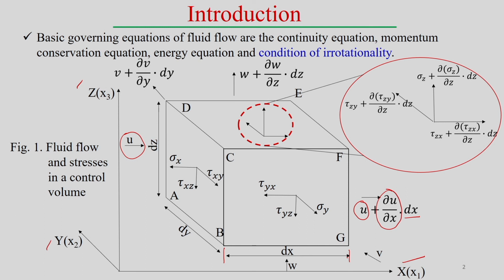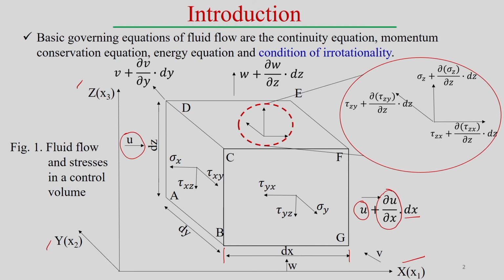Here we are assuming there is a change of velocity. The fluid enters at velocity u on the face of the control volume, but inside the control volume there may be a change of the velocity field, and we can write that change mathematically. Del u by del x is the change along the x axis. This gradient, del u by del x, is happening over the elemental length dx.